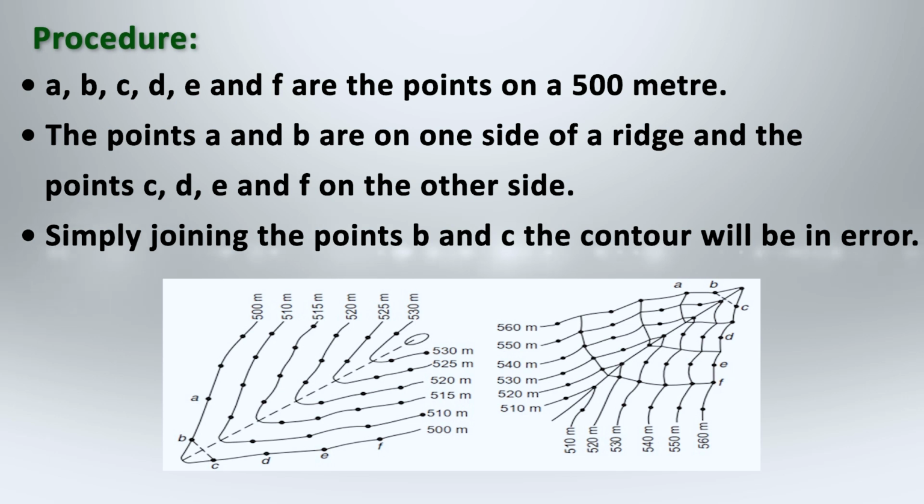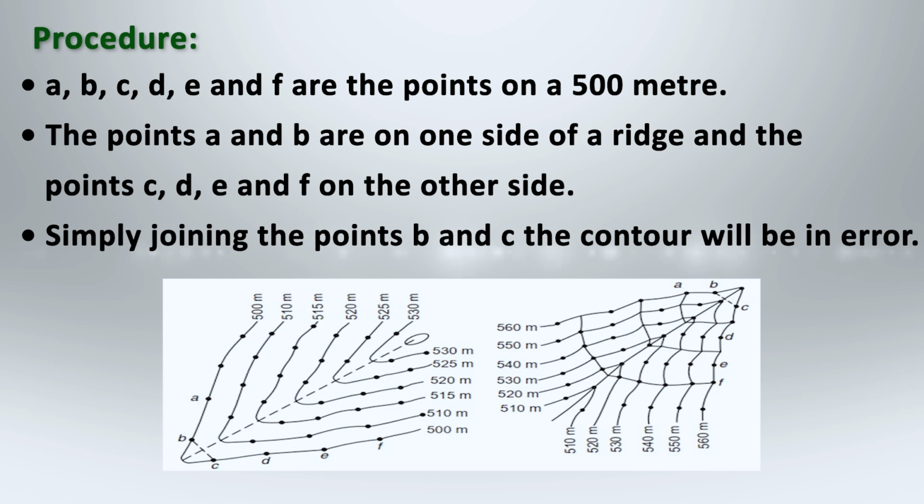You can see in figure number 4, suppose A, B, C, D, E and F are the points on the 500 meter contour located on the ground. The points A and B are on one side of a ridge and the points C, D, E and F on the other side, whereas the watershed line is shown by a dotted line.